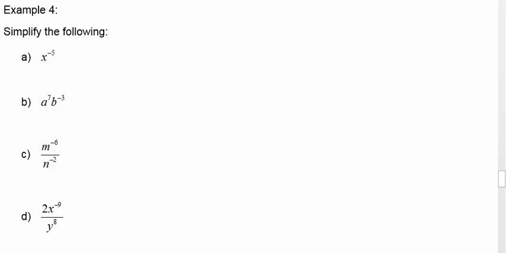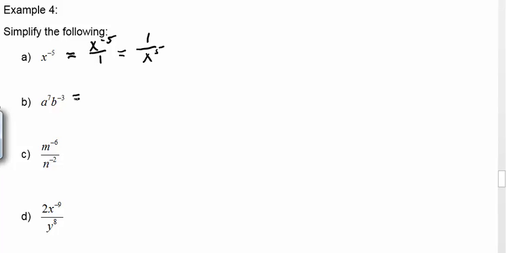So for this example, x to the negative fifth, this is really x to the negative fifth over 1. So since we have a negative exponent in the numerator, it's going to move that factor to the denominator, and the exponent becomes positive, and there's an understood factor of 1 in the numerator. So our answer would just be 1 over x to the fifth.